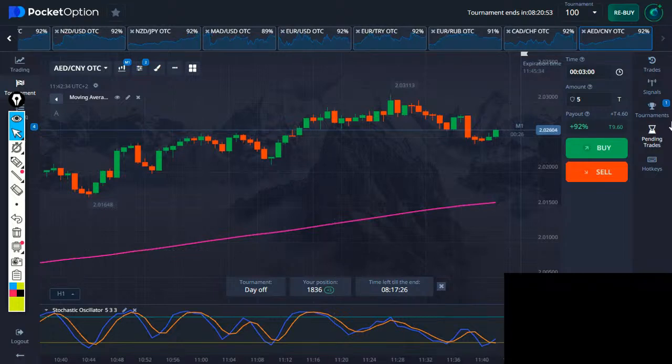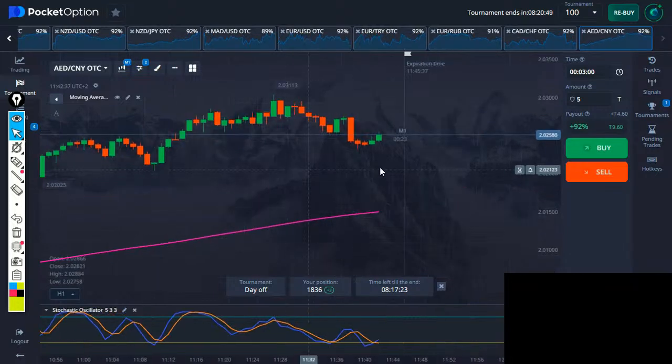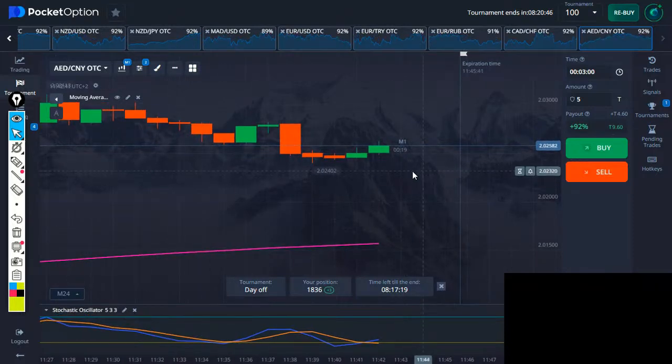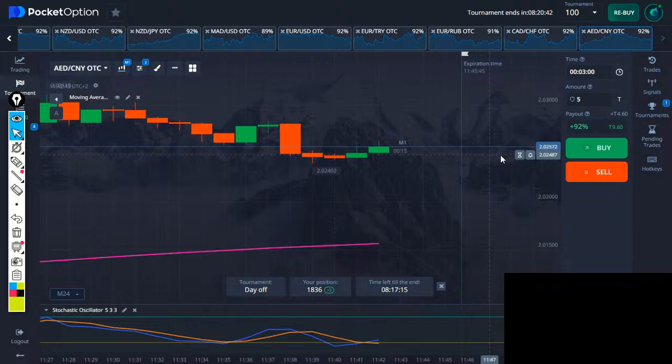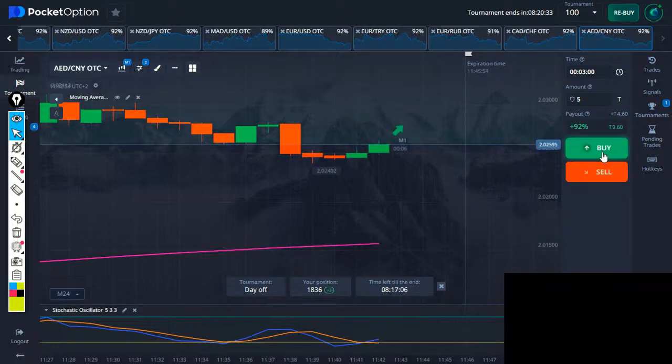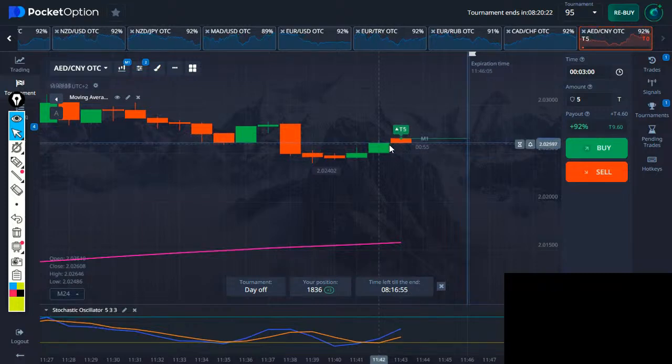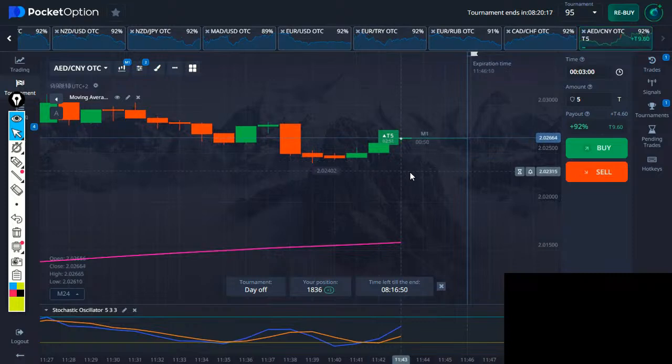Okay, so let's proceed. Actually, we have a setup here forming. I'll take a buy on this one. Personally, I do not trade using indicators. I prefer clean raw charts. This is nice. We'll have a clean crossover. I'll take a trade here. My God, this gap up. Okay, so this is the first trade.